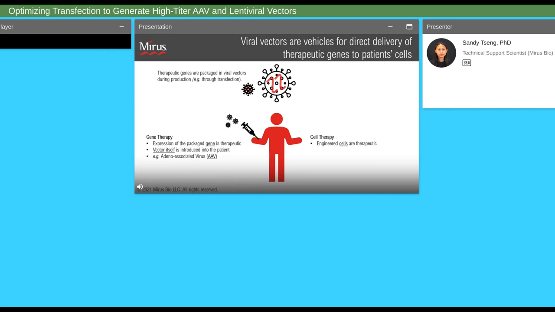In cell therapies, the viral vector is introduced to cells that have been removed from the patient ex vivo. The cells are then reintroduced into the patient, and engineering of patient cells is often performed with lentivirus or lentiviral vectors.